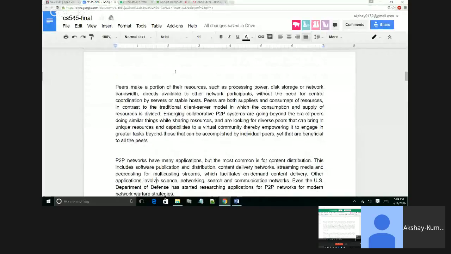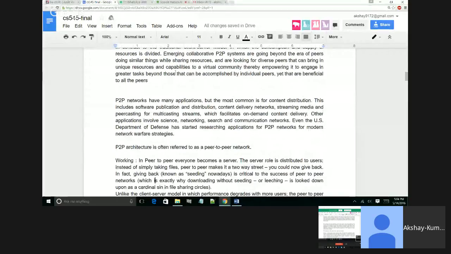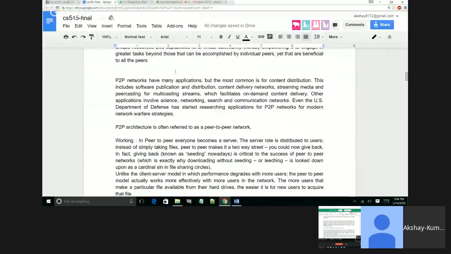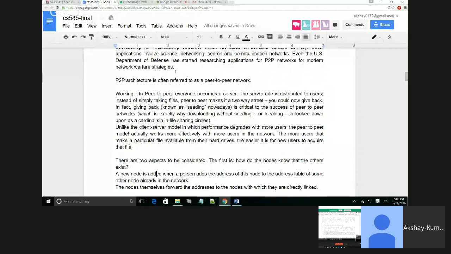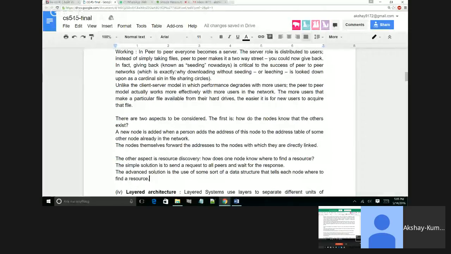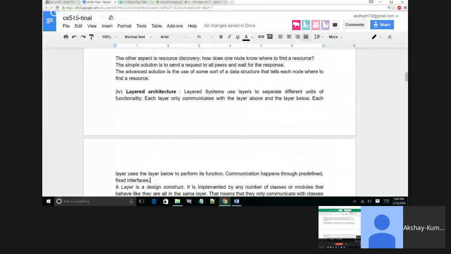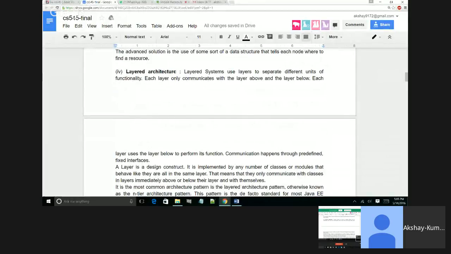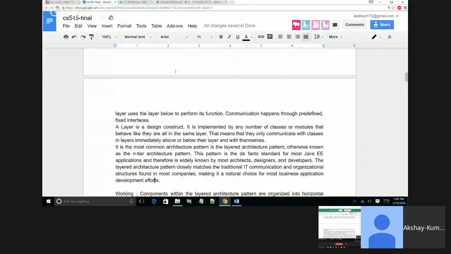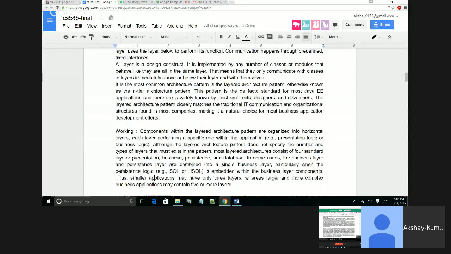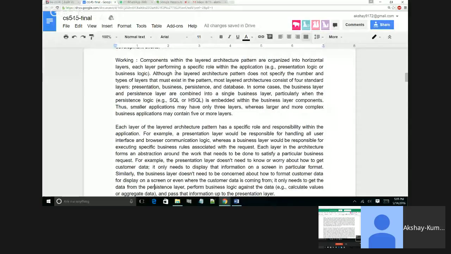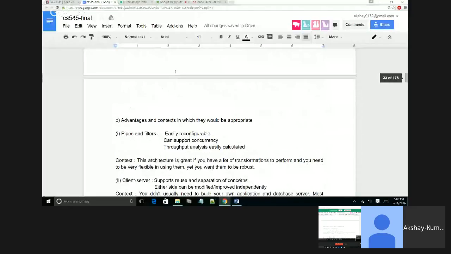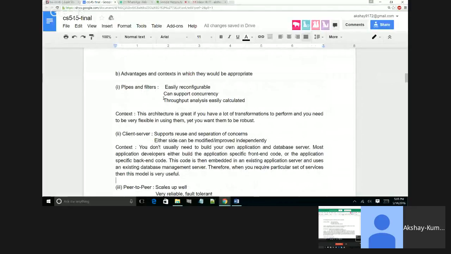So this is my explanation for the peer-to-peer. Again, the working is there for the peer-to-peer. If you want me to go downwards, you can tell me. Yeah, you can scroll down. This one was the layered architecture, the fourth part of the A part. So again, the working goes for this. Okay, I'll come directly to the B part now: the advantages and the context of each of the architectures.